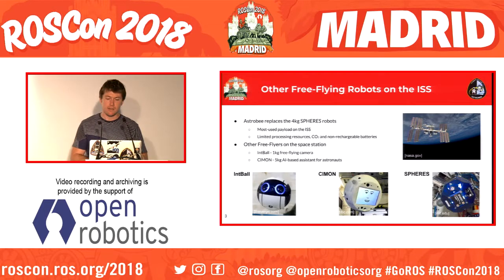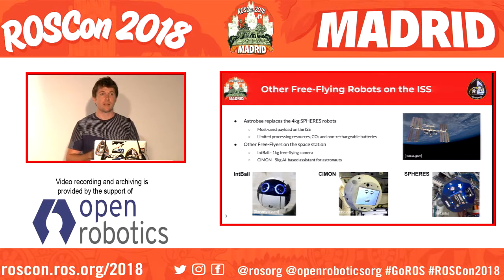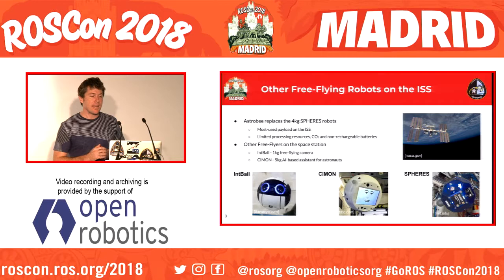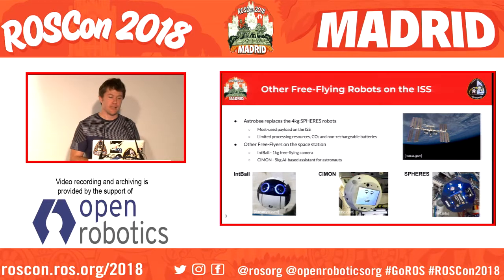At NASA, the Spheres project has been very successful. It was a collaboration with MIT. And in fact, the Spheres robot, and you might have seen it before, the one at the bottom right, is actually the most used payload on the ISS.